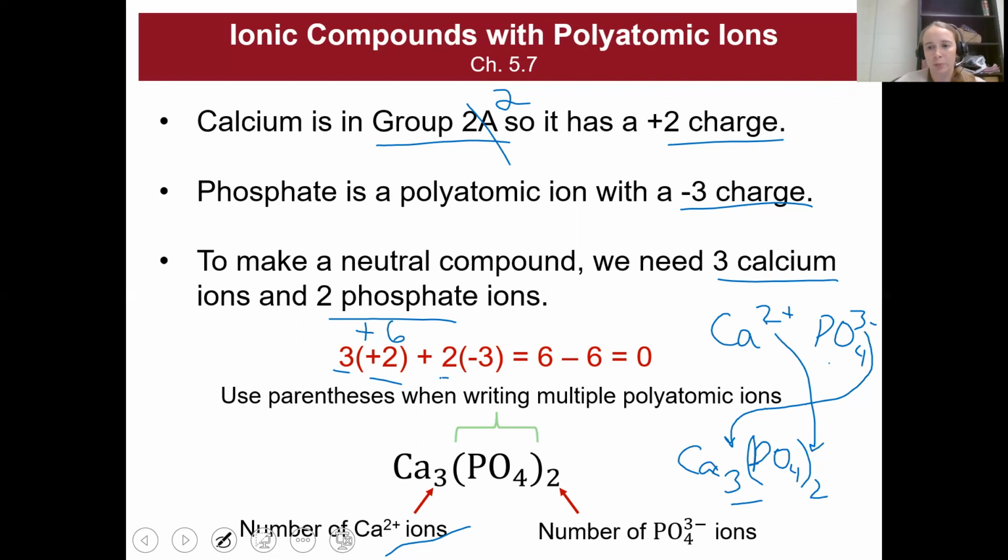The subscript, which is 2 on the phosphate ion, times the charge on the phosphate ion, which is -3, gives us a -6. And if we add them together, we've got +6 -6, we get 0. Perfect. That's how we check to make sure that we have the right formula for our ionic compound.